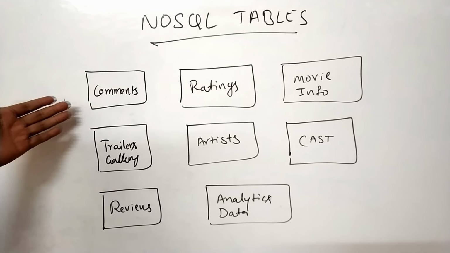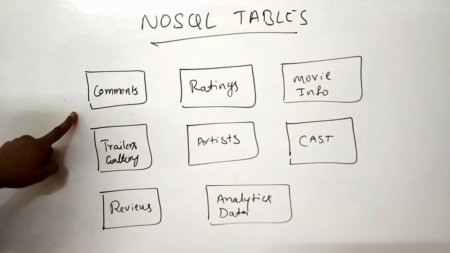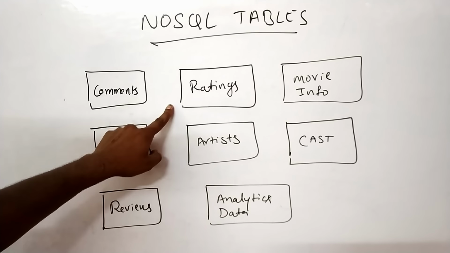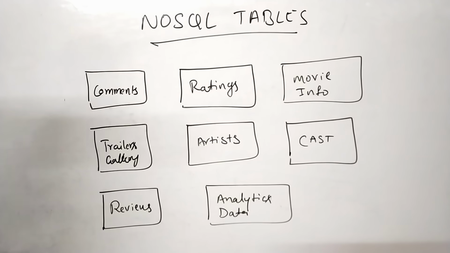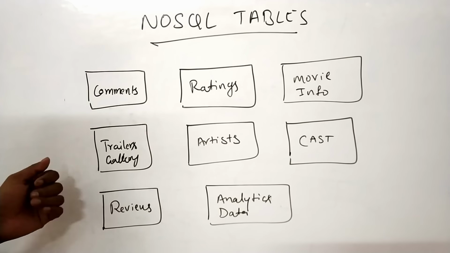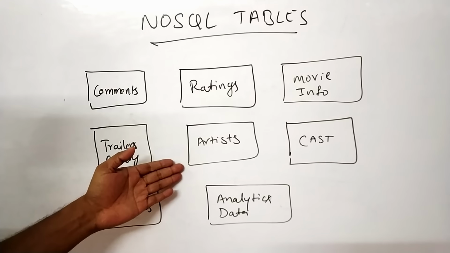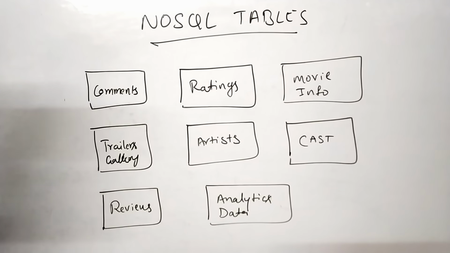We need a table to save all the comments for a given movie, and a table to save all the ratings for a given movie, and also a table to save information about the movie like description and synopsis, etc. And we need a table to save all the video and audio information, or the path to the images and videos of a given movie. We need a table to save artist-related information, a table to save cast and crew, and a table to save all the reviews about the movie, and we need many different tables to save analytics data which will be consumed by the backend team.